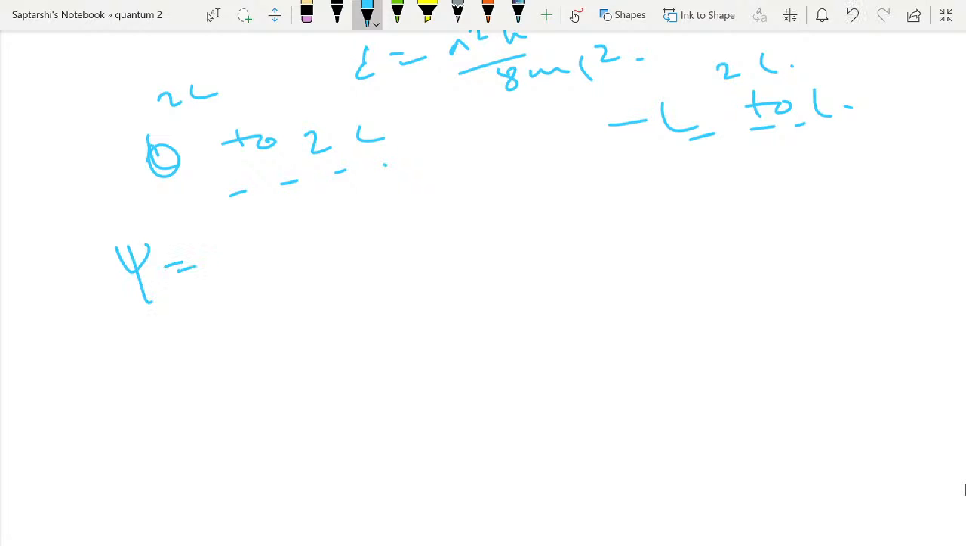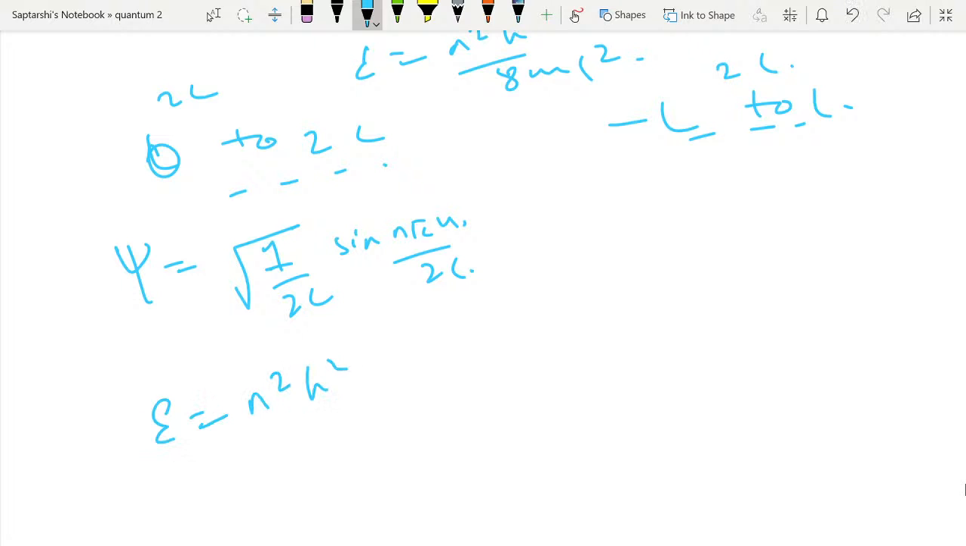So psi will be equal to root of 1 by 2L sine of n pi x by 2L. And in these cases, the energy will also change: n square h square by 8 m (2L) whole square. So only the L is changing to 2L. And in these cases, when we have the box from minus to positive, there can be two cases. One is when n is even, and one is when n is odd.